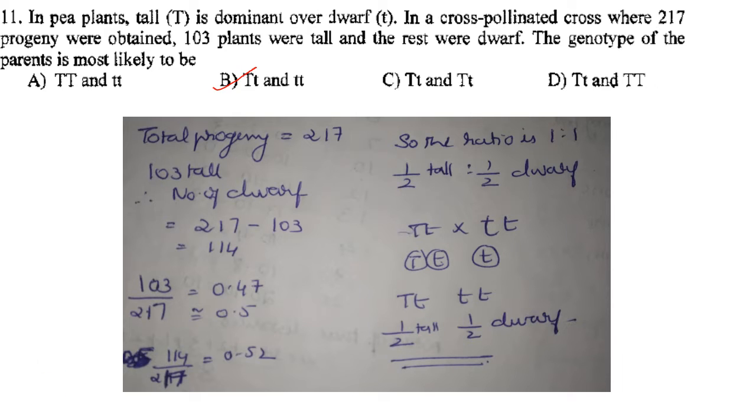So the genotype of the parents, for half tall, should be capital T small t and small t small t.